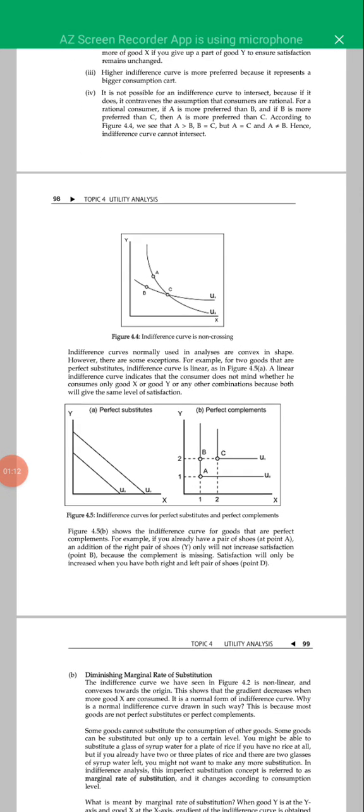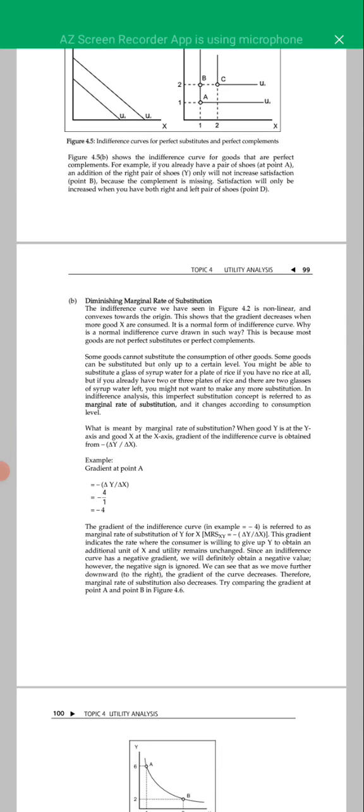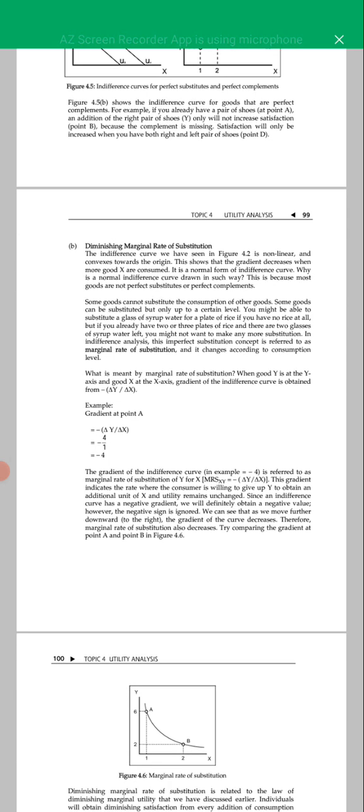All right, so now to understand the shapes of the indifference curves, you need to look at what is known as the marginal rate of substitution, which I defined yesterday. The marginal rate of substitution is simply the rate at which a consumer is willing to give up one good for another good. It is also known as the slope or the gradient of the indifference curve.